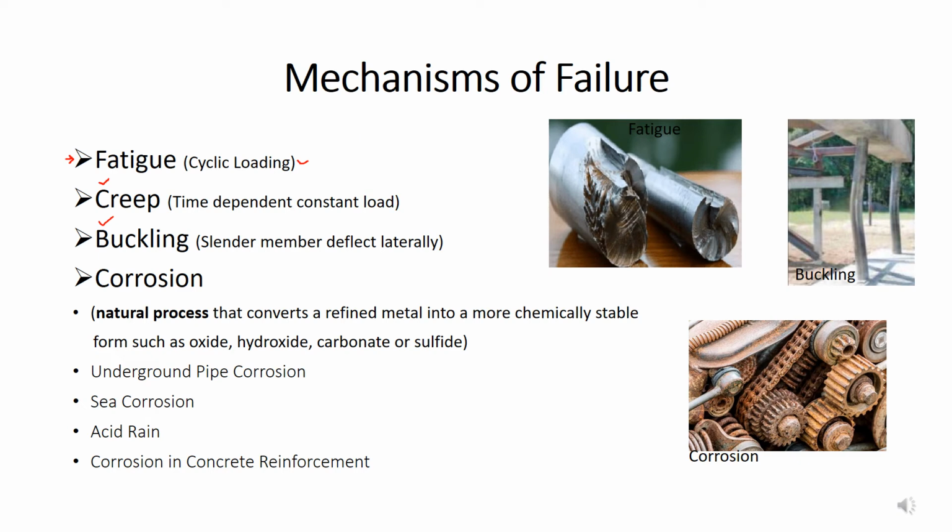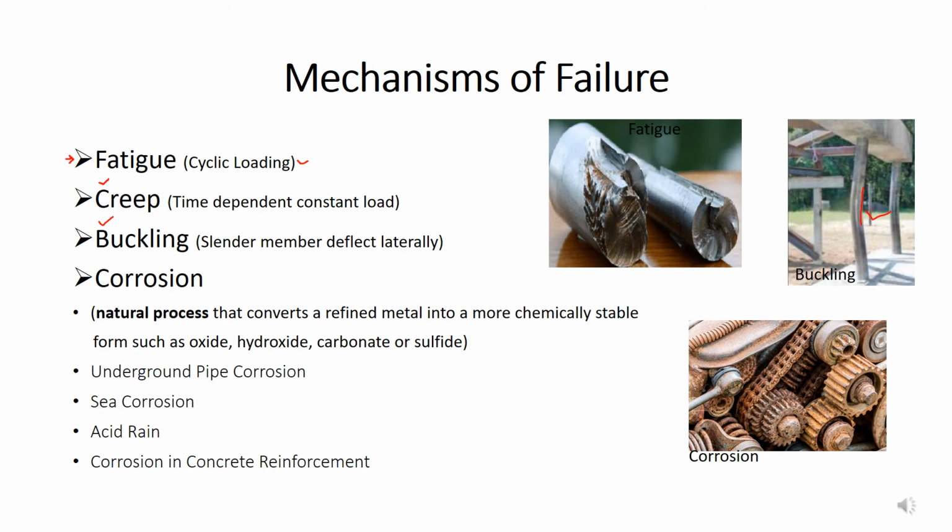If there is a slender member, or a vertical member which deflects laterally. Here you can see from this figure, these are steel columns, vertical columns, which have been deflected laterally. This phenomenon is known as buckling. It generally happens in our structural members. If you have a plastic ruler in your hand, and you put the ruler between your thumb and your index finger and try to bend it, then the phenomenon which will happen is known as buckling.